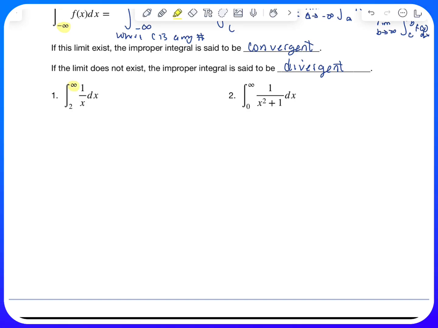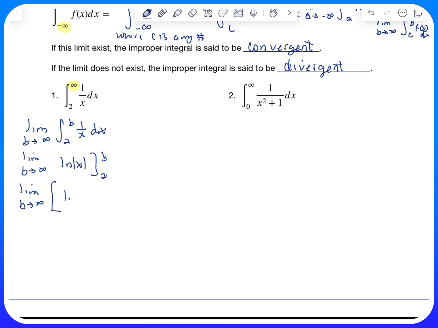So we're going to do the integral. Notice our upper bound is infinity, so we're going to set this up as the limit as b goes to infinity of the integral from 2 to b of 1 over x dx. Now we just do the integral like we do normal, so I'm going to bring down that limit notation. We start on the inside, so that integral is going to be the natural log of the absolute value of x, evaluated from 2 to b. So this becomes the limit as b goes to infinity of the natural log of the absolute value of b minus the natural log of 2.